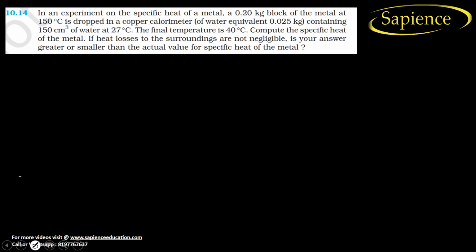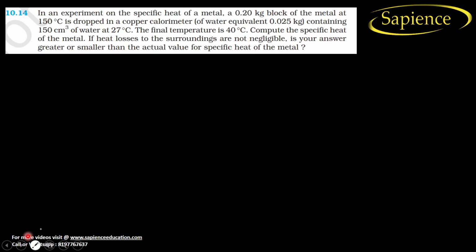Now there is the next question. In an experiment on the specific heat of a metal, a 0.2 kg block of metal at 150 degrees Celsius is dropped in a copper calorimeter of water equivalent 0.025 kg, containing 150 cm³ of water at 27 degrees Celsius. The final temperature is 40 degrees. Compute the specific heat of the metal. If heat losses to the surroundings are not negligible, is your answer greater or smaller?